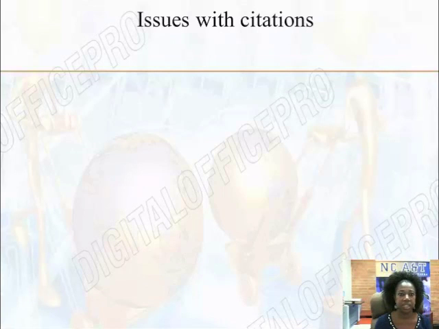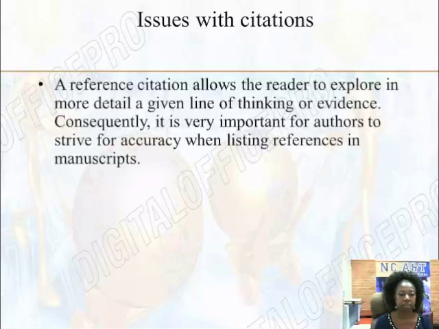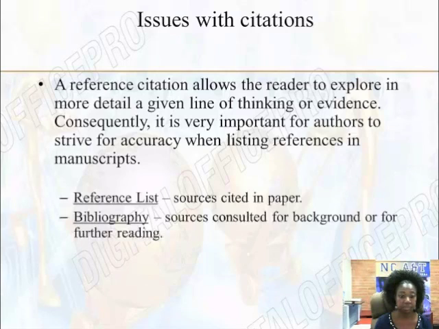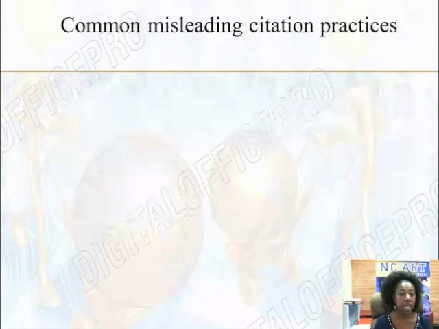Here are some issues with citations. A reference citation allows the reader to explore in more detail a given line of thinking or evidence. Consequently, it's very important for authors to strive for accuracy when listing references in manuscripts. Always have sources cited in your paper on your reference list. And then you can also use a bibliography, which is a list of sources consulted for background or for further reading.